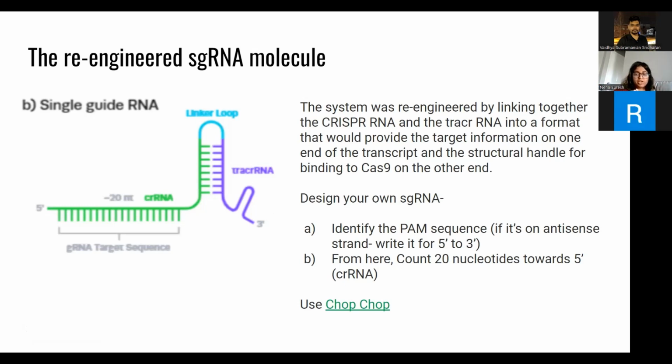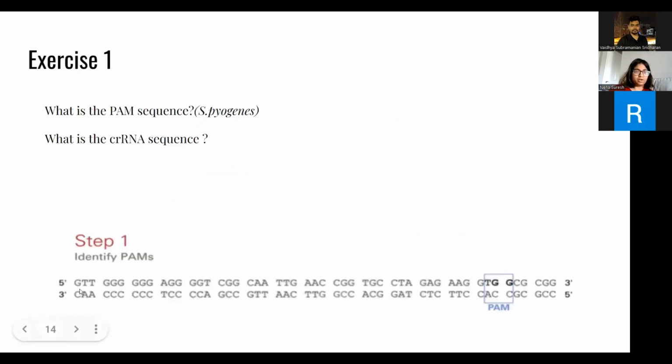From here, you need to count 20 nucleotides towards the 5' end. And if it is a larger sequence, you can use other tools such as ChopChop, and I believe Benchling has a new tool which will help you design your own sgRNA. So now is the exercise.